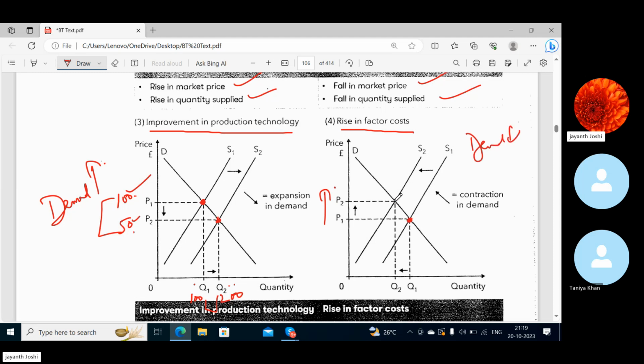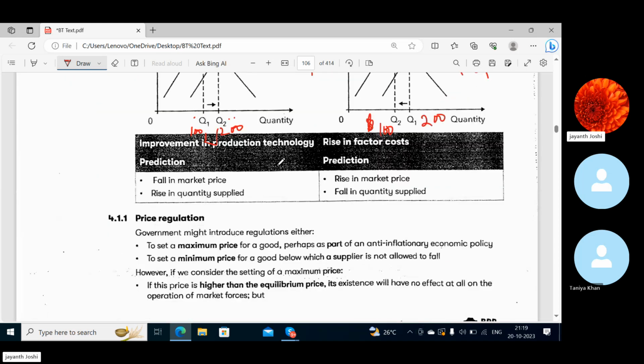So previously this was the price, now this is the price. Let's say it was 100 and now 150. Previously for 100, the quantity demanded was 200. For 150, the quantity demanded is 100. At the earlier price, the quantity demanded was equal to quantity supplied, but now due to the change in this factor, it has shifted. Now at this point, the quantity demanded is equal to quantity supplied, right? So fall in market price, rise in quantity supplied; rise in market price, fall in quantity supplied. We have seen that.